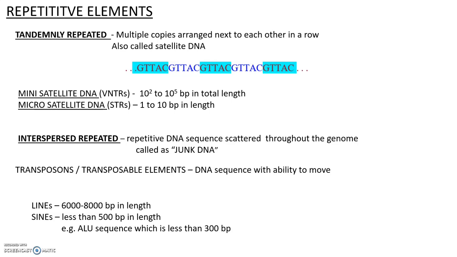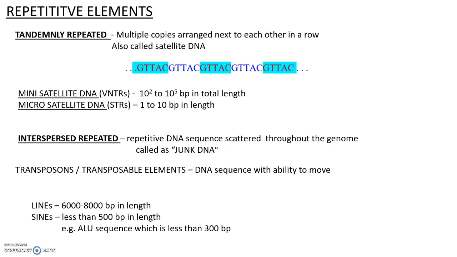These randomly repeated elements are multiple copies arranged one next to another. These are also called satellite DNA because the base composition of these randomly repeated elements appears in a satellite band. And here is an example of randomly repeated DNA sequence, that is, this GTTAC, these 5 bases are repeated next to one another.